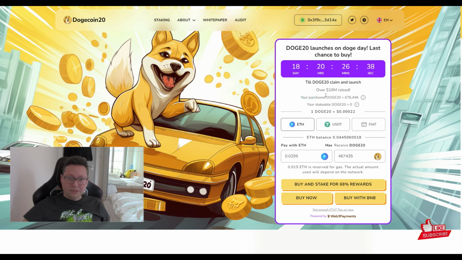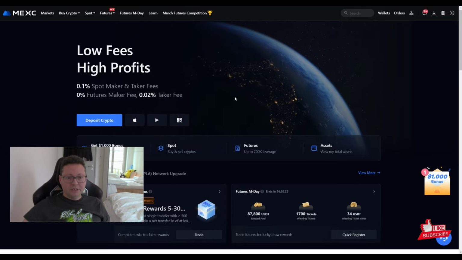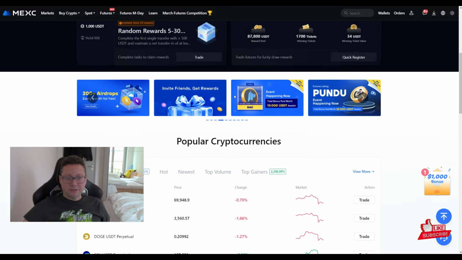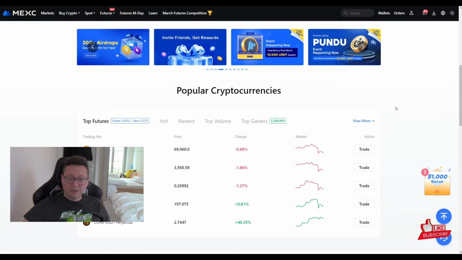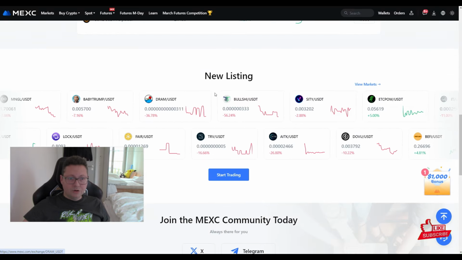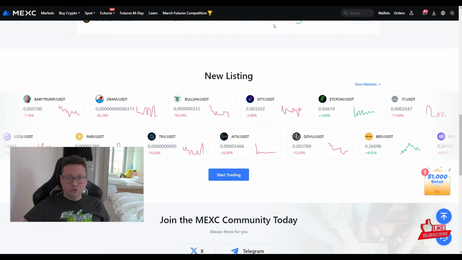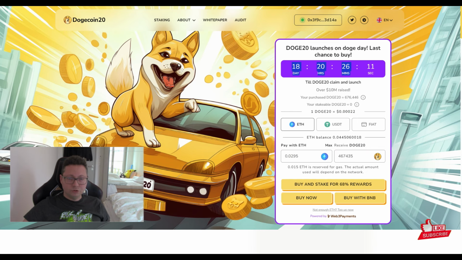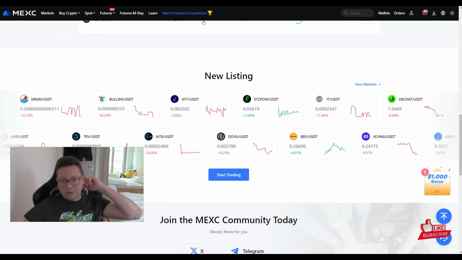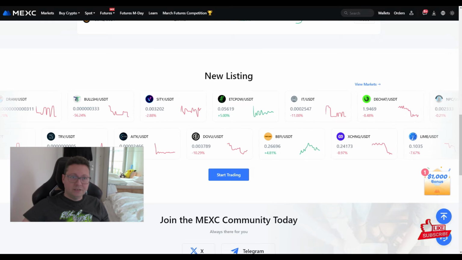But this one is still running, and you still have 18 days left to purchase it before it's most likely getting listed on exchanges. And Maxi Global is so far one of the exchanges that is big, safe, and around here since quite some time, and they are always listing the newest coins out there. As you can see, they have tons of new listings here, and as soon as one is getting out, like Dogecoin 20 will most likely be the next one, immediately on Maxi Global you can trade it. And of course, if they are performing nicely, you can take some profits.